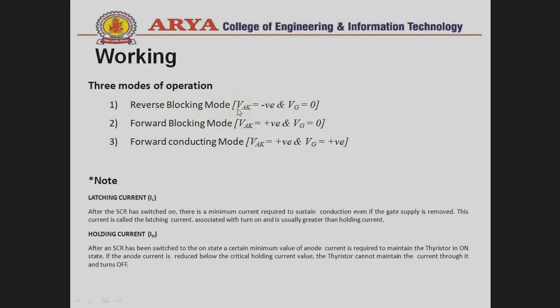In the reverse blocking mode, the anode is connected to the negative terminal, the cathode is positive, and no voltage is applied on the gate terminal. In this condition the SCR remains in the off state, and junctions J1 and J3 are reverse biased and junction J2 is forward biased.